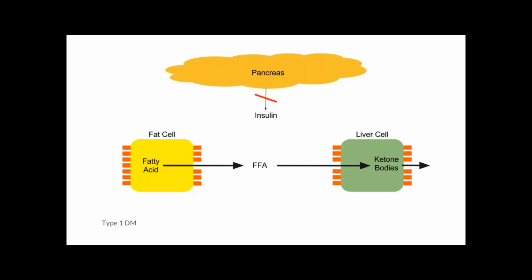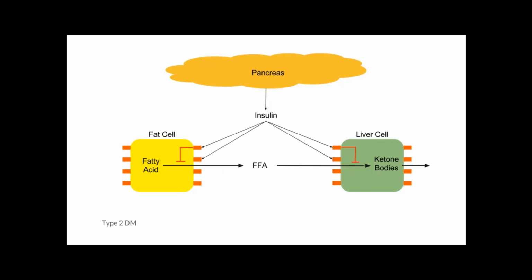And a type 1 diabetic, which is the patient that we classically think about having DKA, doesn't make any insulin, right? So there's no inhibition of this process. So they just create ketone bodies when there's no insulin, okay? These are the patients that we think about that have DKA, the typical type 1 diabetic patients, okay?